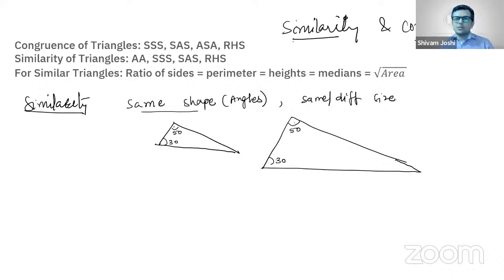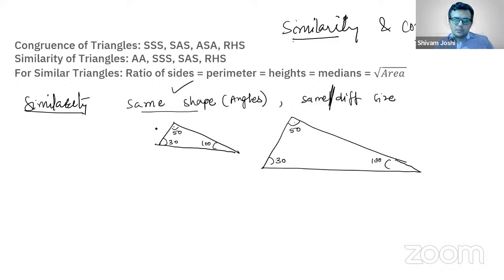And therefore, the third pair of respective angles will by default be equal because the remaining angle here has to be 100. The remaining angle here has to be 100 as well. So all the respective angles are equal, and therefore you are satisfying this condition, which is the shapes are same, right? Now sizes could be any, it could be same or different, does not matter, right? But this establishes the similarity already, correct?